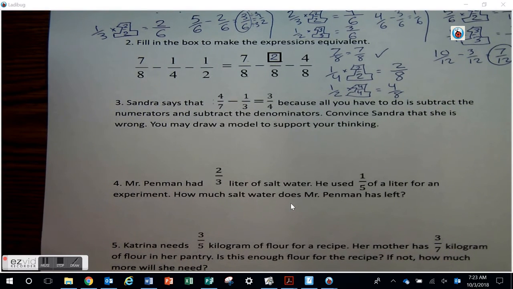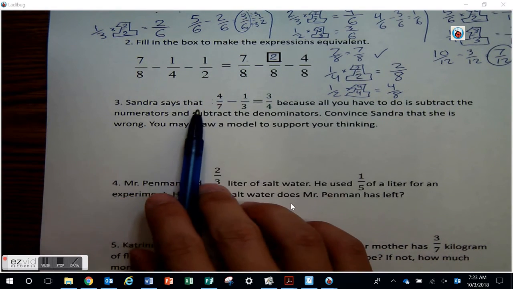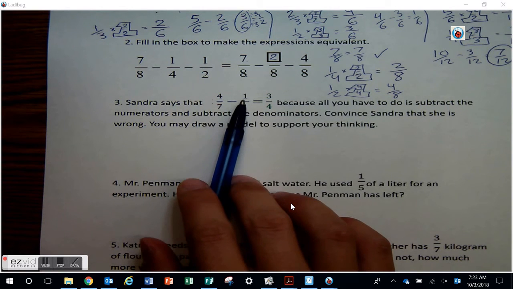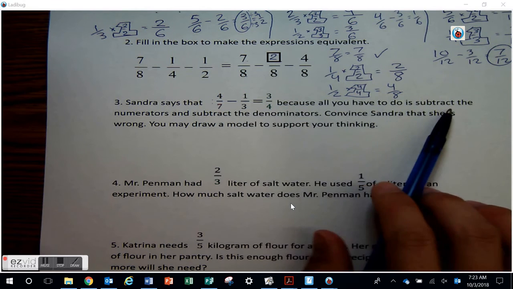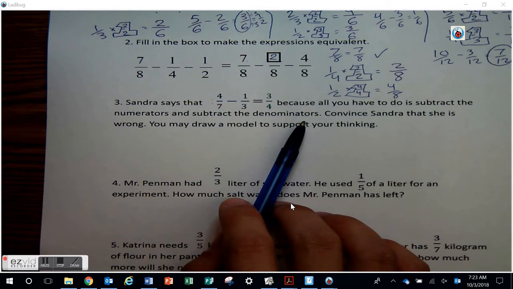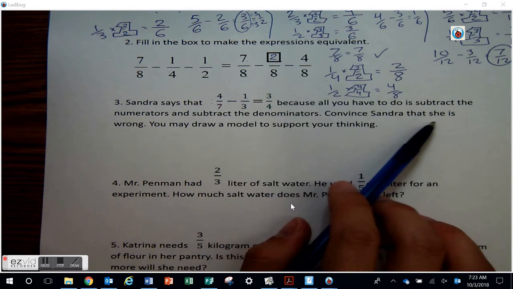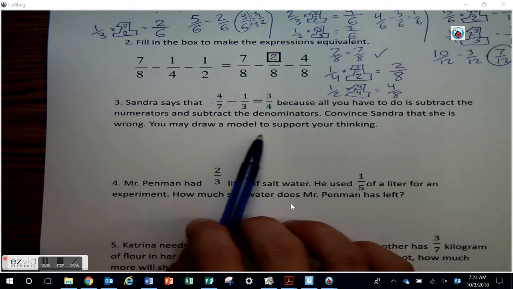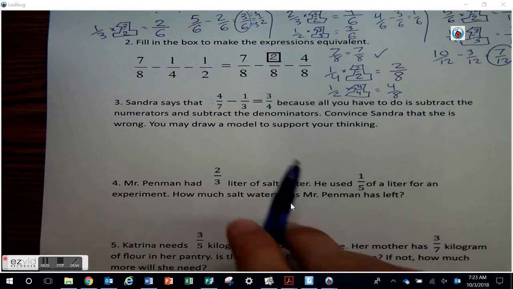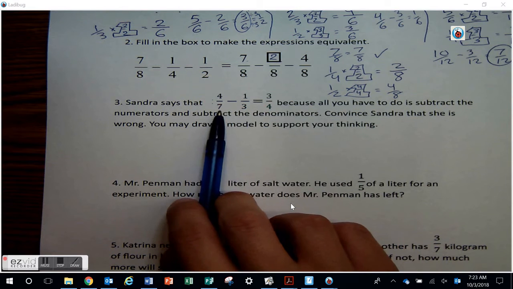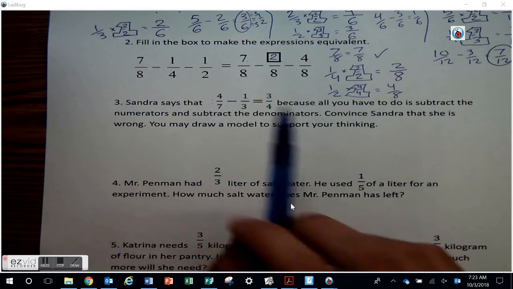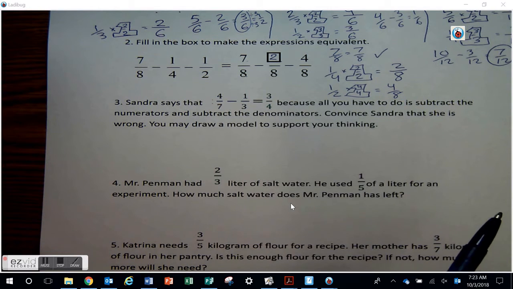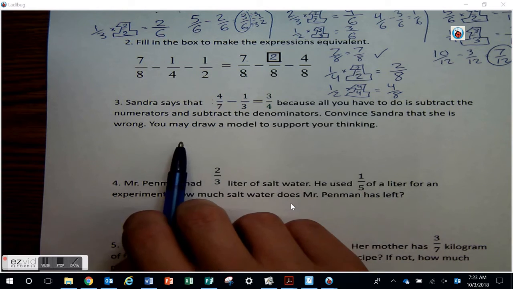Number 3. Sandra says that 4/7 minus 1/3 gives us 3/4, because all you have to do is subtract the numerators and subtract the denominators. Convince Sandra that she is wrong. You may draw a model to support your thinking. Well, hopefully by now we know that she's wrong. We can't subtract them unless they are the same size pieces. So, you may draw a model. Okay.